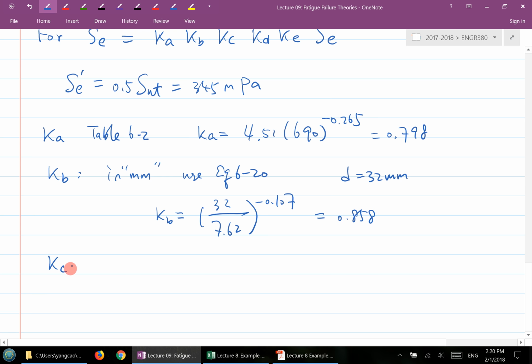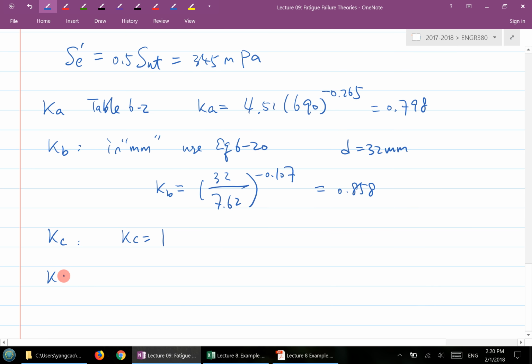And now there's Kc, which is the loading factor. There are different types of loading: axial loading, bending, torsion, right? In this case it's bending, and bending is exactly the same type of loading condition as the lab condition. So your Kc will be 1.